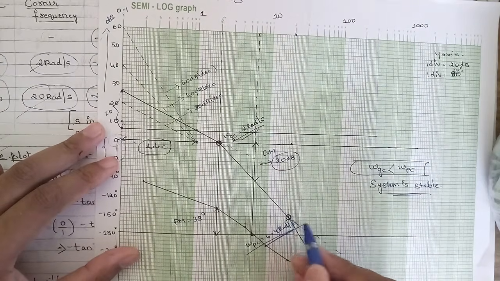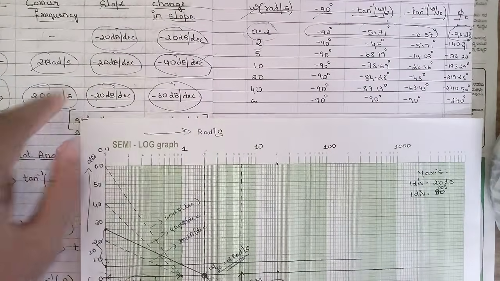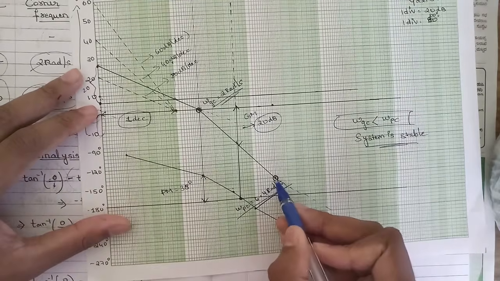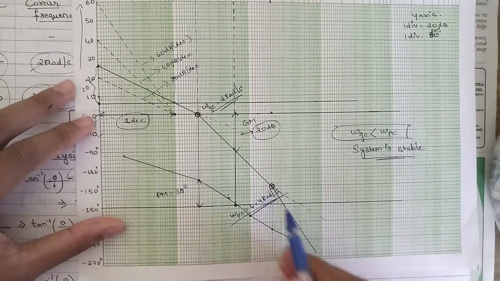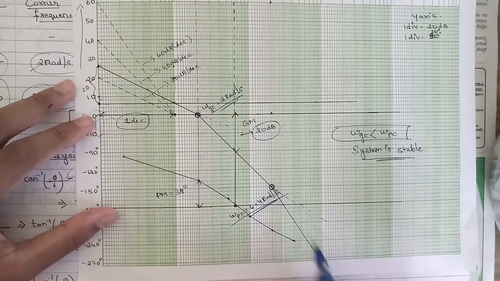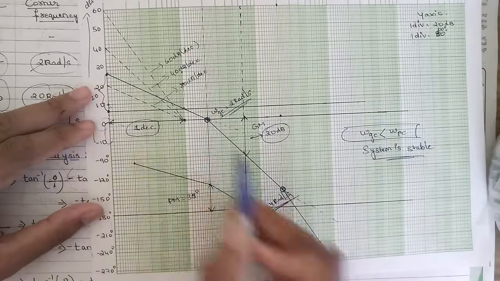After 20 radians per second the slope change is minus 60 dB per decade. So from this point onwards till infinity, since we don't have any other frequency, we can stretch this 60 dB per decade line till the end. So this was all about the magnitude plot.